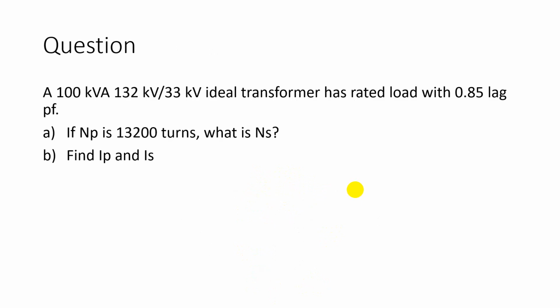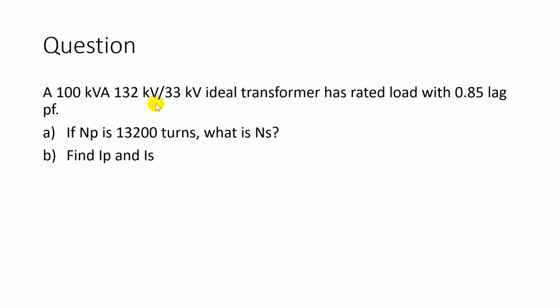How to calculate it is easy. I give you an example here. 100 kVA is the apparent power S. Usually the transformer rating is represented as S. And 132 kV, 33 kV is the voltage, usually written as primary, secondary.